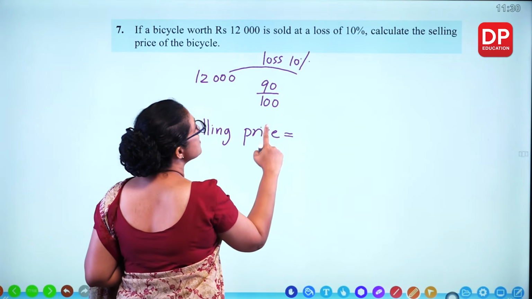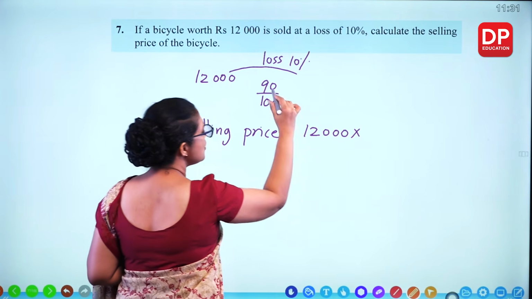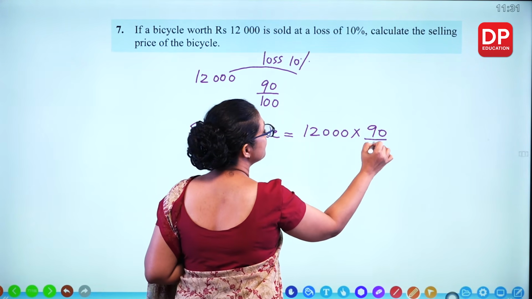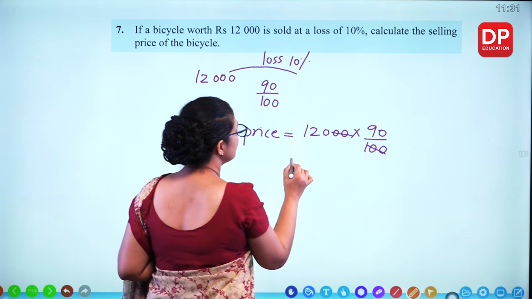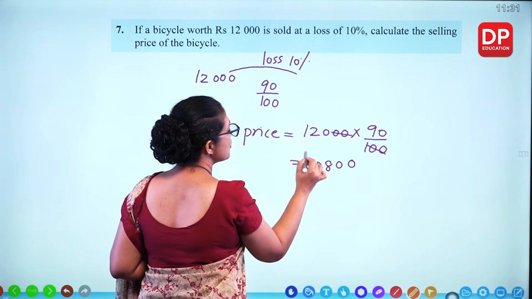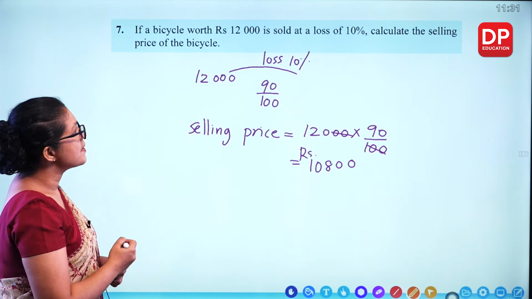So what's the selling price? Selling price is 12,000 into 90 over 100. So 10,800 rupees.